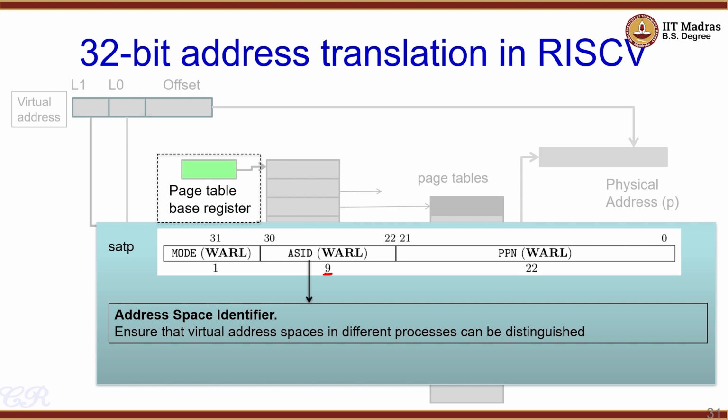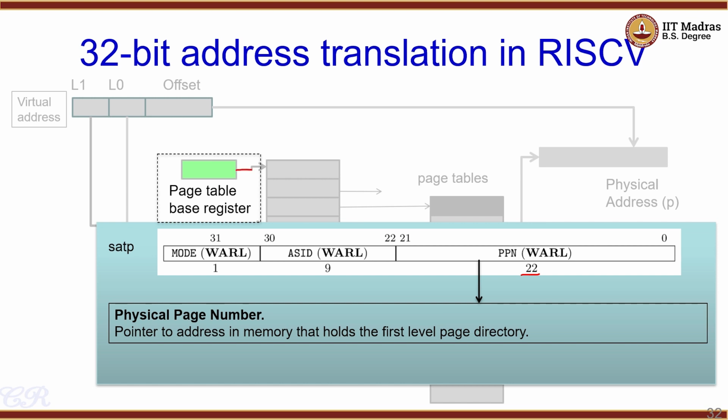So, in other words, it is used to distinguish between one virtual address space of one process and another virtual address space. Finally, we have the PPN bits. There are 22 such bits, the least significant bits, and the physical page number essentially is a pointer to the physical memory which holds the page directory.